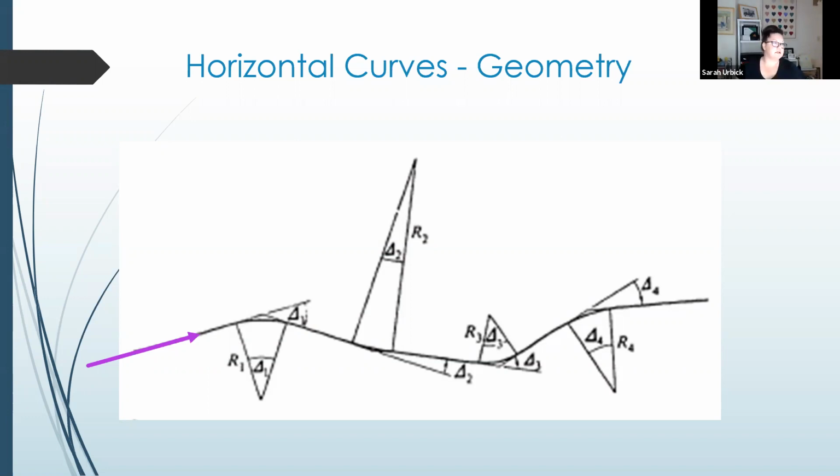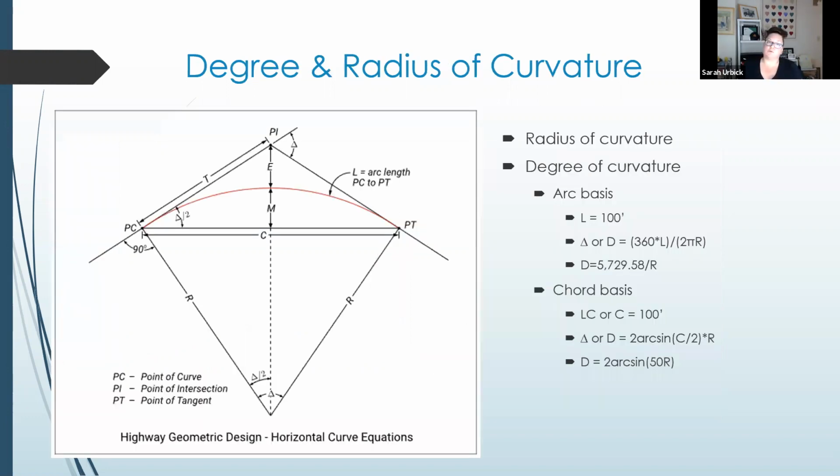All right. So one thing that you'll see in the textbook right off the bat with chapter 21 is that we're going to talk about the degree of curvature and the radius of curvature. And both of those are defining how sharp and how curved that circle is, right?